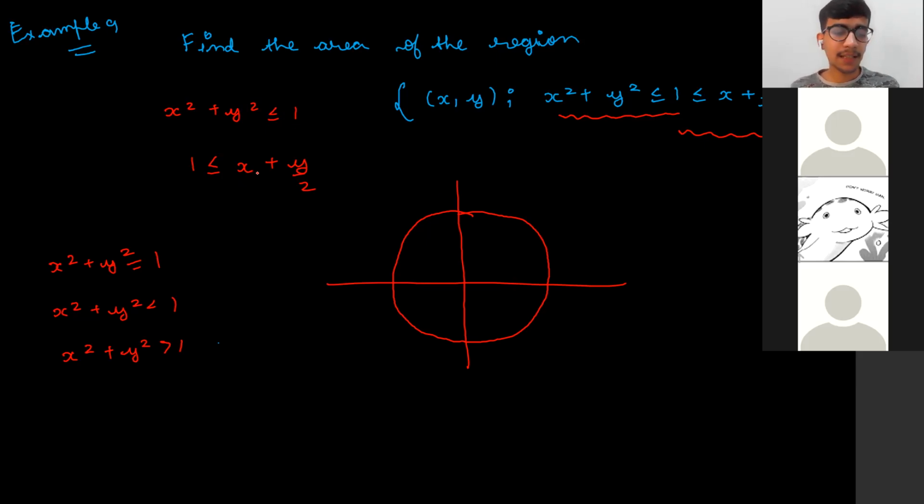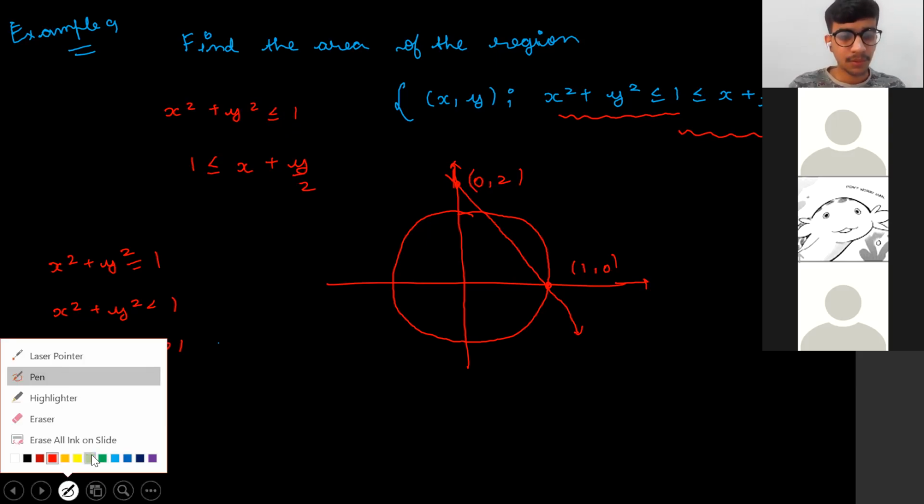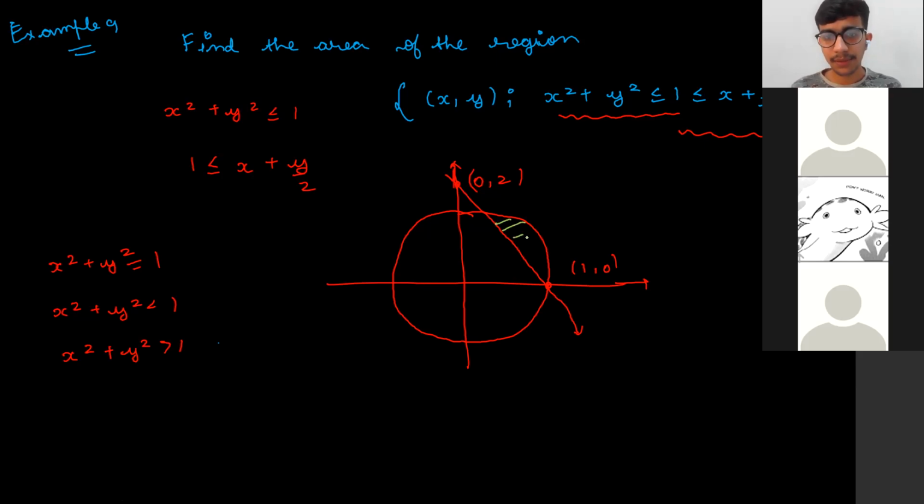Next up, we have a line, x plus y by 2 greater than equal to 1. It passes through the 2 points that are intersected by the circle. Right. So the line looks something like this. It passes through 1, 0, and the other point you can calculate, it's actually 0, 2. Now, the question is, do we have to calculate the green area or this blue area? This is the question.